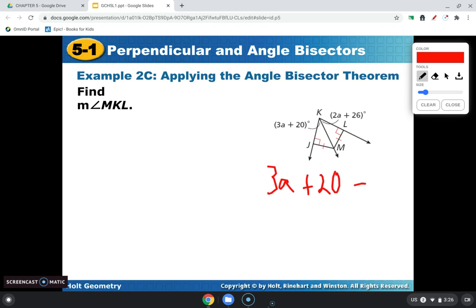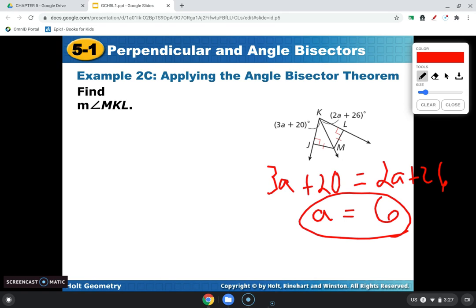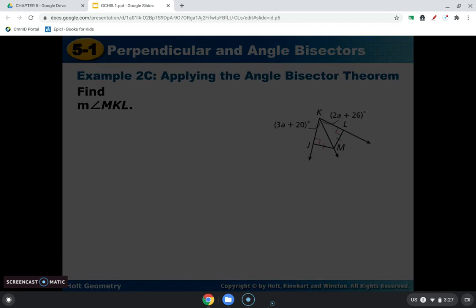So we set 3a plus 20 equal to 2a plus 26. Subtract 2a, which gives me a. Subtract 20, which gives me 6. So a is 6. Plug it back in. 6 times 2, 12, plus 26 is 38 degrees. All right, so using those angle bisector theorems.